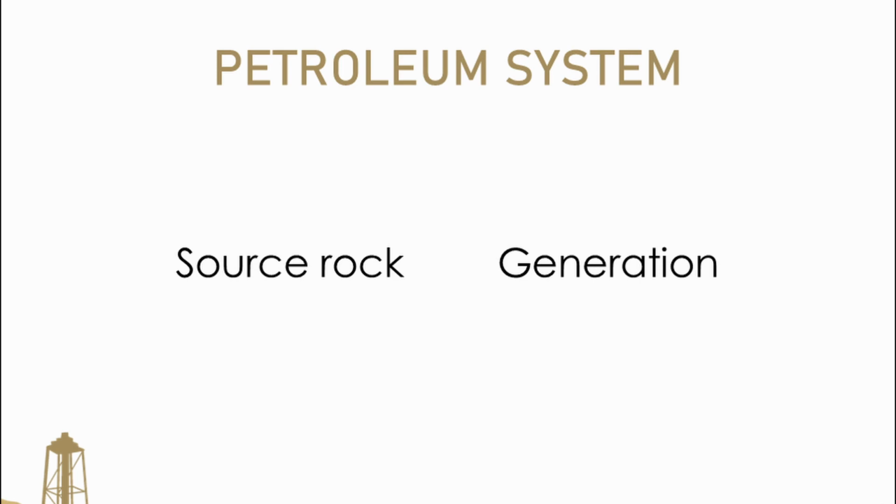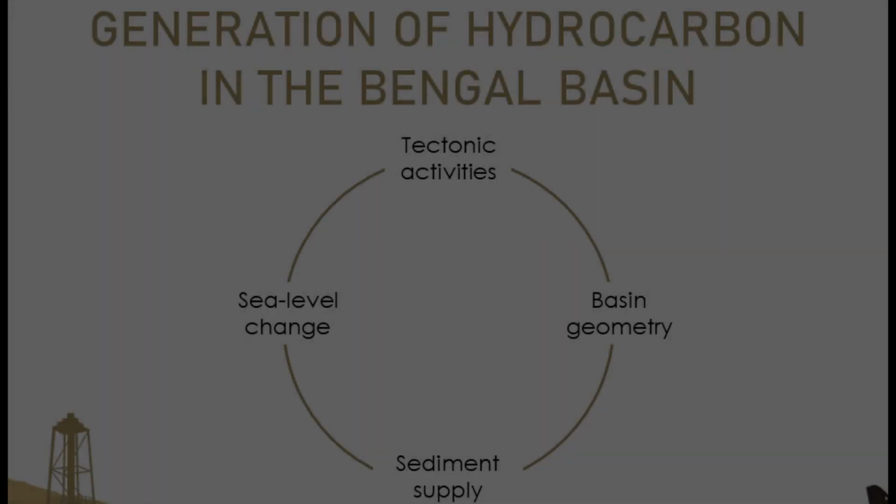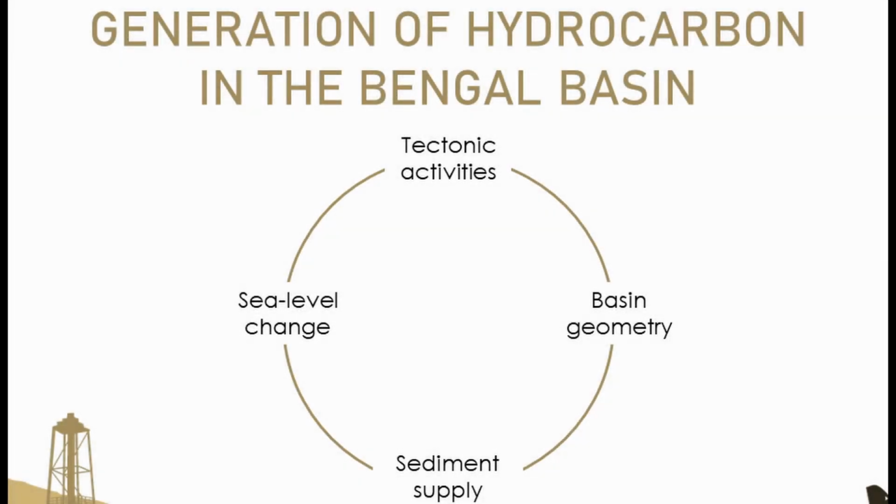Source rock undergoes thermal maturation. It's a process where heat and pressure transform organic matter into hydrocarbons. This marks the beginning of the petroleum journey. Tectonic activities like tectonic forces play a pivotal role in shaping the geological framework of Bengal Basin. The basin is situated within the convergence zone of the Indian plate and the Eurasian plate.